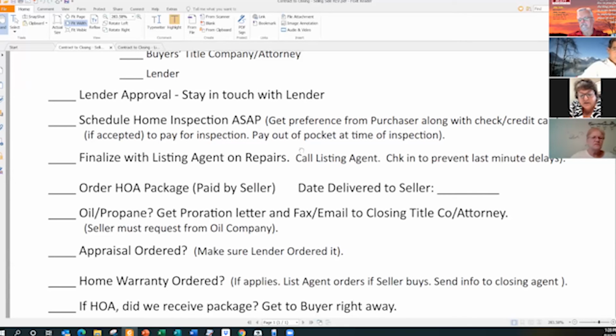I just saw it. You will not order the HOA package. That's going to be typically ordered by the seller, but you need to make sure you get it. You are really more on the hook with the timeline than the listing agent, because they don't really have control over how quick they get it. So there's not a specific number of days in which they have to provide it to you.